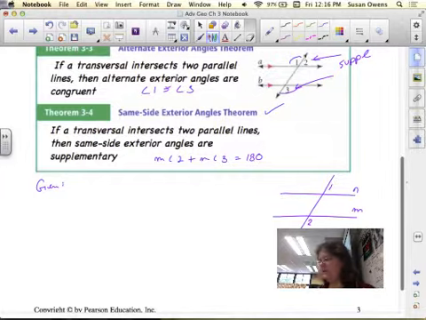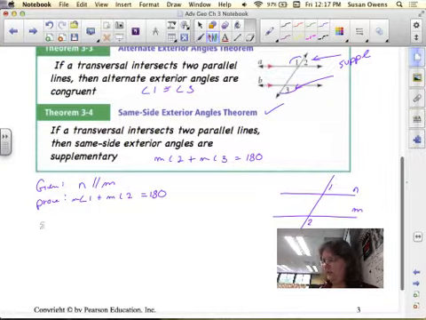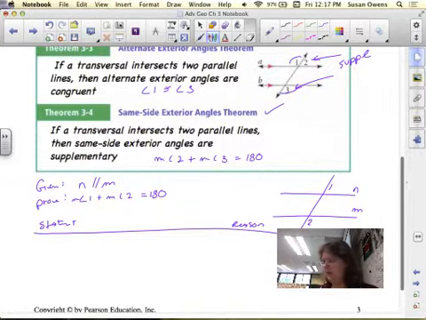I have to be given parallel lines. So I'm going to be given N is parallel to M. And I want to prove that the same side exterior angles are supplementary. So I actually want to prove that measure of angle 1 plus measure of angle 2 equals 180. Okay, and so I need my statements and reasons and given.